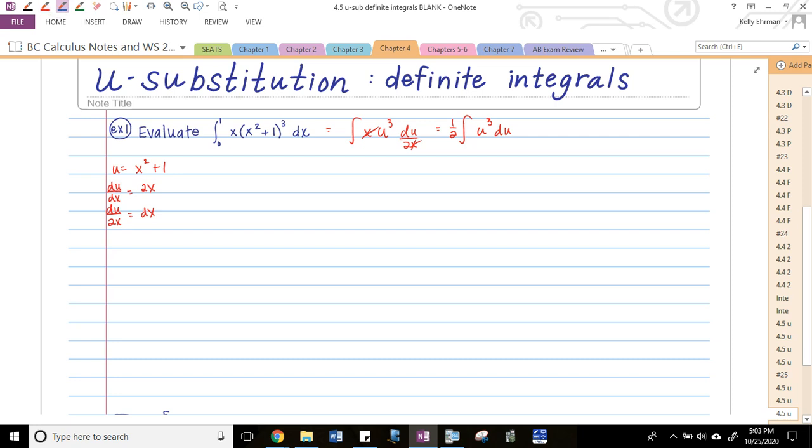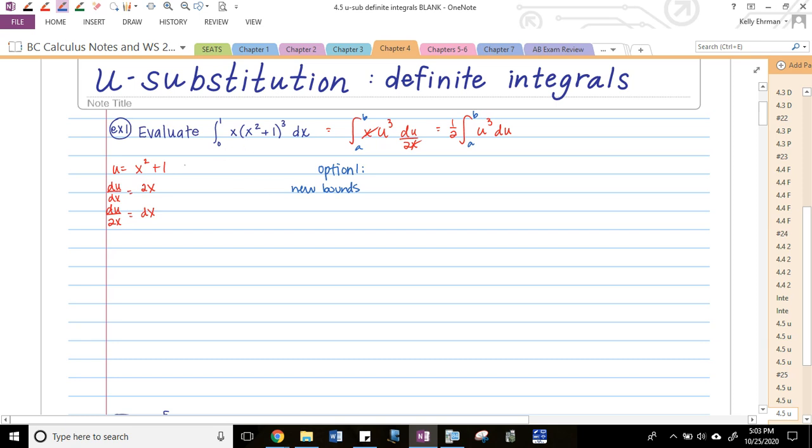Now here's the thing. The bounds are not still 0 to 1, right? 0 to 1 was in terms of x. That's what you're plugging in for x. So you have two options. Option 1 is to integrate and come up with new bounds. So leave everything in terms of u. If you're going to leave everything in terms of u, you've got to figure out your new bounds.